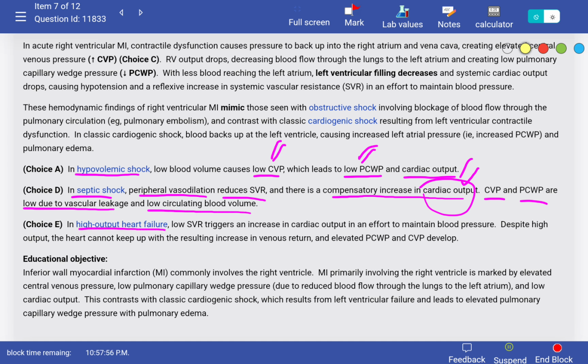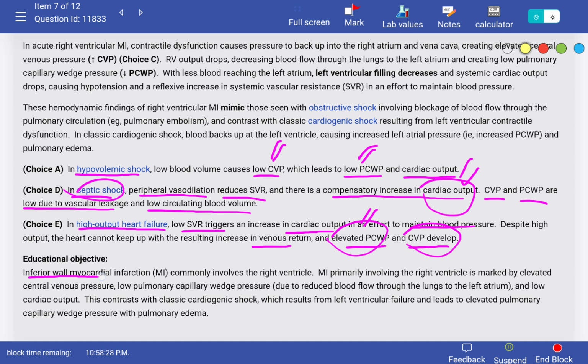In high output heart failure, low SVR triggers an increase in cardiac output in an effort to maintain BP. Despite high output, the heart cannot keep up with the resulting increase in venous return, leading to elevated pulmonary capillary wedge pressure and central venous pressure. Right? Remember this. In septic shock, the pulmonary capillary wedge pressure and central venous pressure would go down, but over here in high cardiac output failure, that would be increased.